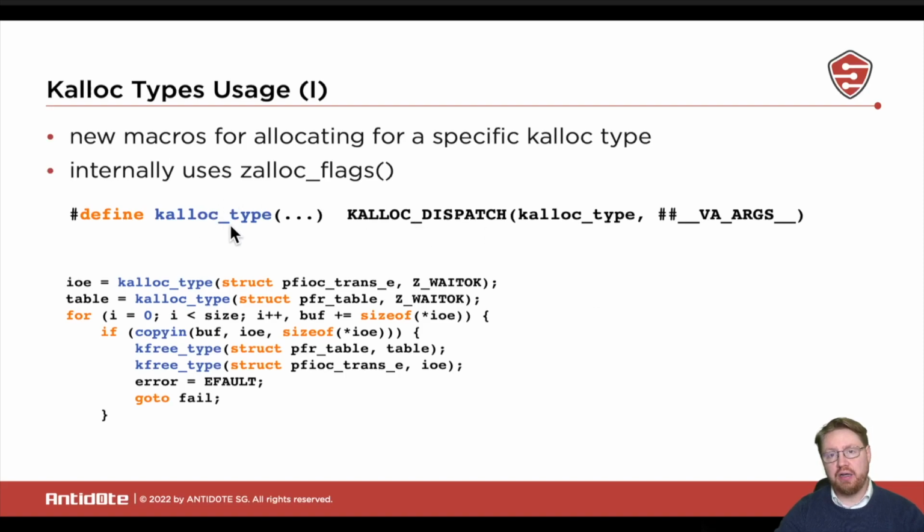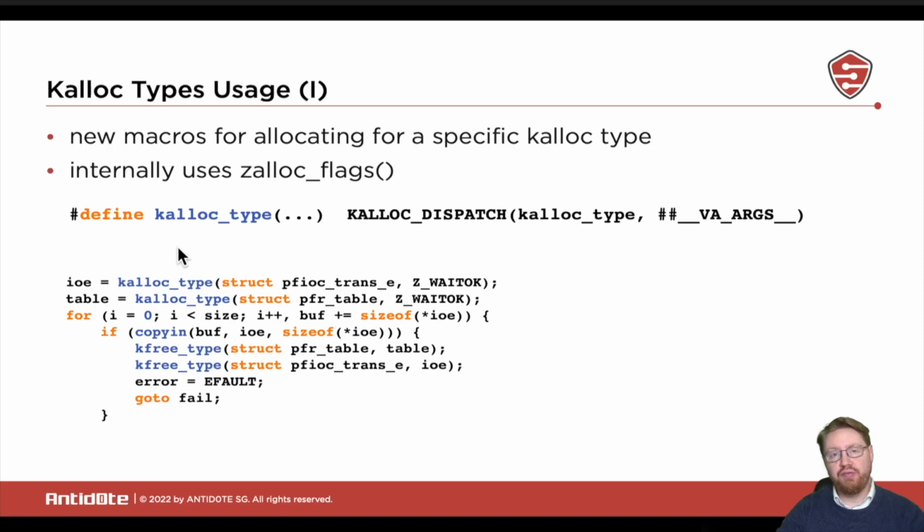Here you can see it's the kalloc_type macro that can be used to allocate with a specific type associated to it, which will then end up in the right zone for that type. So here we have the struct pfioc_trans_e, and we use kalloc_type to allocate a struct of that type. And we pass the parameters to the normal kalloc here, and we get a block of data. And here we allocate for struct pfr_table and assign it to table. And you can see later, in the case of an error, there's also a kfree_type to give these pointers back to the specific type's zones.